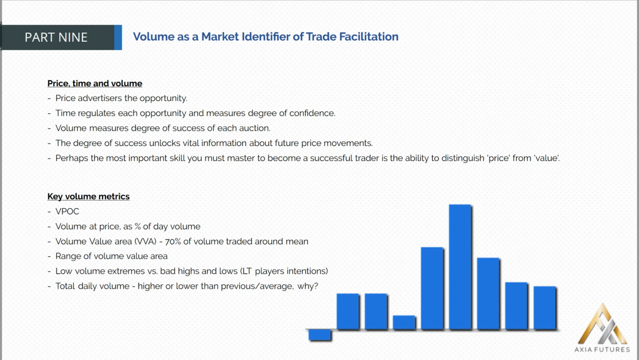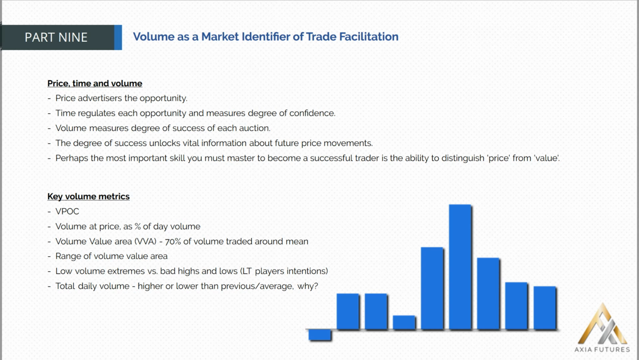We're now going to discuss volume as a market identifier of trade facilitation. Now again, remember that concept of price, time, and volume. Price advertises the opportunity. Time regulates each opportunity and measures the degree of confidence, and volume measures the degree of success of each auction.